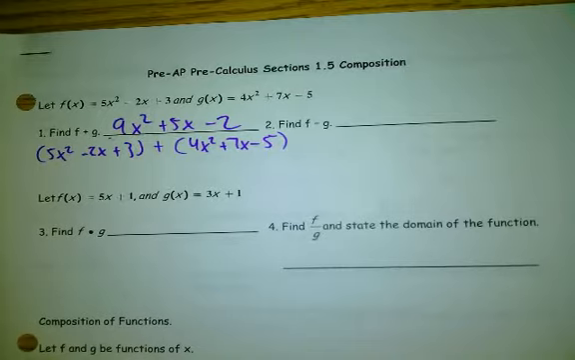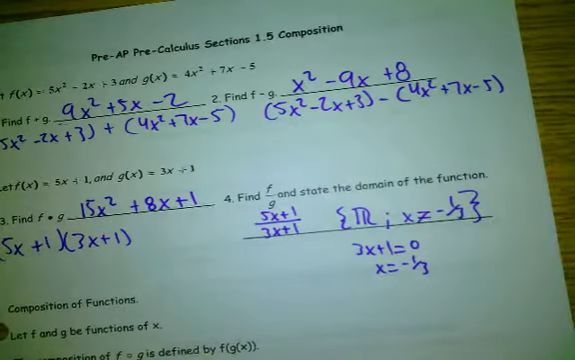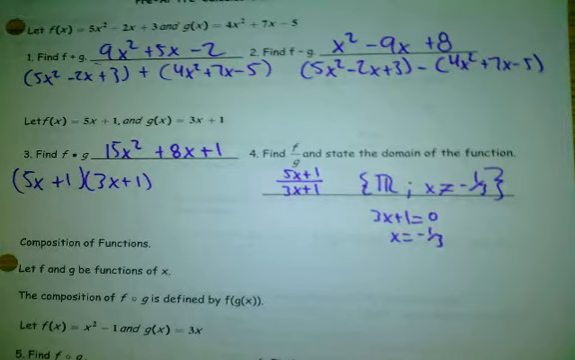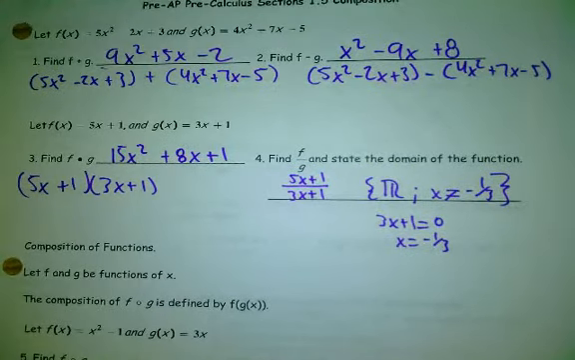Check your answers, please, and I'm going to talk about number 4 here in just a second. So for number 3, I got 15x squared plus 8x plus 1. And number 4, I got (5x plus 1) over (3x plus 1) as your final answer, where your domain being all real numbers except x cannot be negative 1/3.